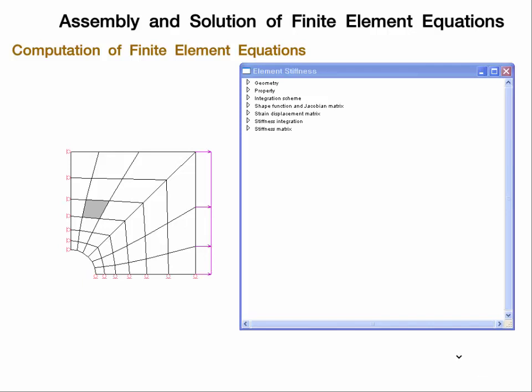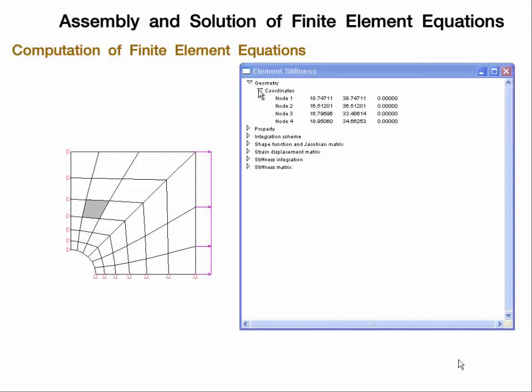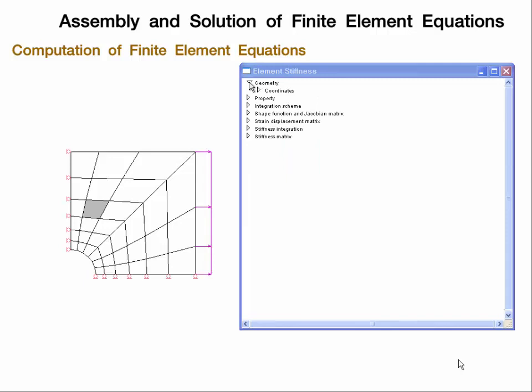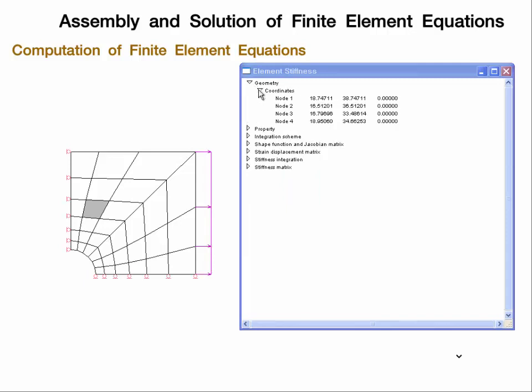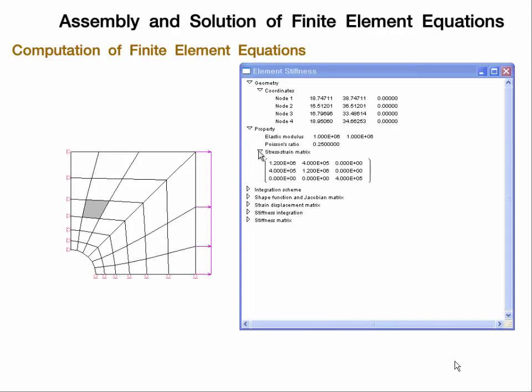The window contains the computational details of the matrix, arranged in hierarchical tree. The contents can be expanded or collapsed by clicking the small triangular buttons. The first item shows the geometry of the element, with the nodal coordinates. The second item is the properties assigned to the element, and the resulting constitutive matrix. Each of the data items can be switched between numerical and symbolic expressions by clicking the item.